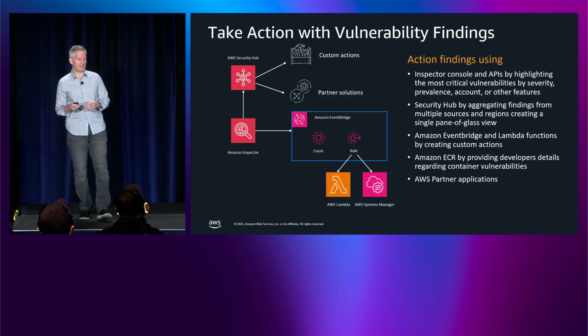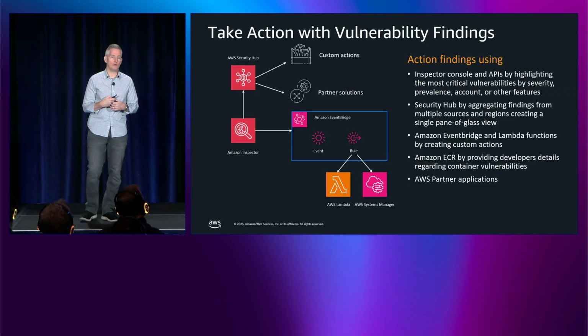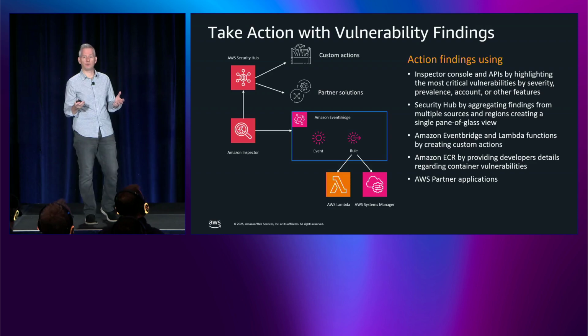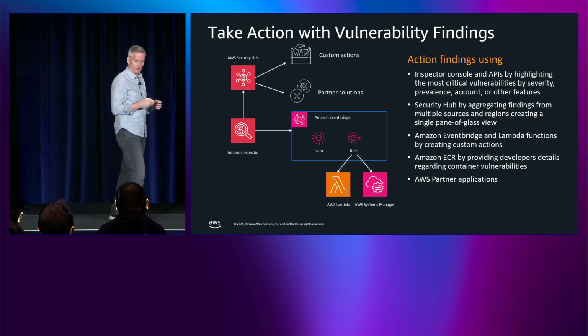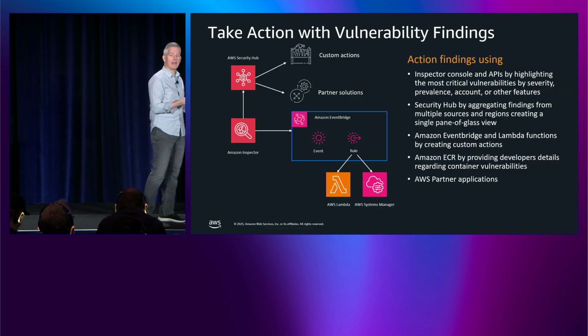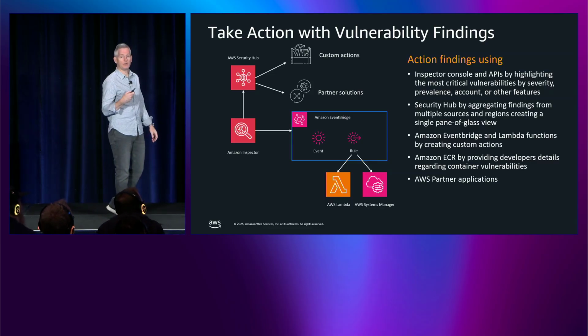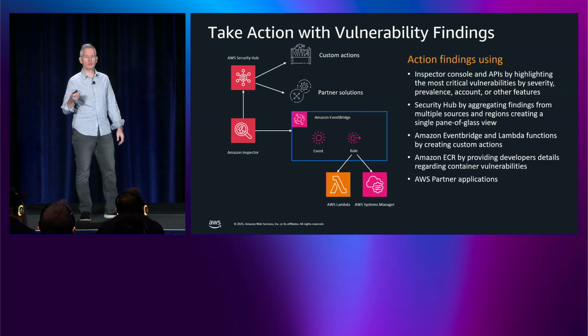We send our findings out to EventBridge, so you can hook those up into other systems using Lambda functions. You can have partner applications that pull in this data, or you can look at it in some of our other services as well. As an example, Amazon ECR also will show findings for your container images.